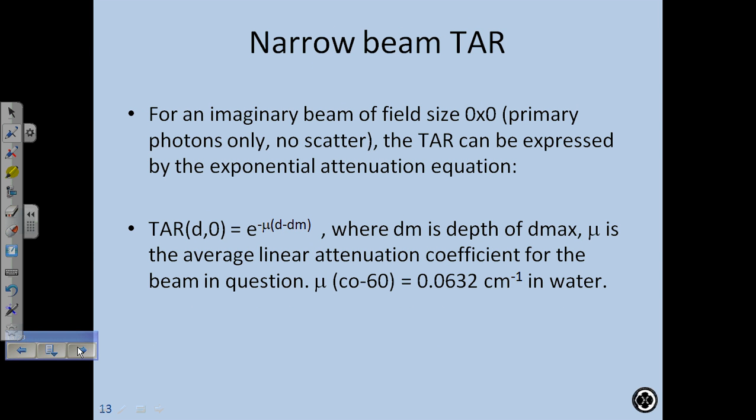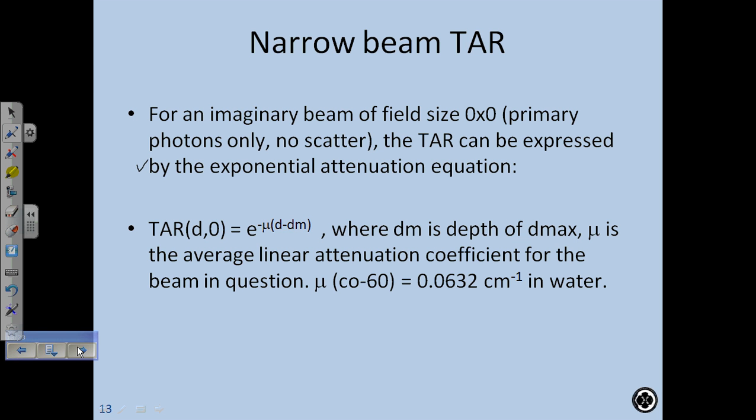Okay, narrow beam TAR. So this is a special case of TAR. For an imaginary beam of field size 0 by 0, so now we're looking at only primary photons, photons that are going straight, no scatter. The TAR can be expressed by the exponential attenuation coefficient. So here's the first time we can express a dose function by a simple equation. All the other dose functions, PDD and the other TARs, those are all measurement-based dose functions. We have to measure them. There's no way of deriving them from some basic principles. So we have to measure them, or we can use Monte Carlo calculations to calculate them. Most of us prefer to measure them.